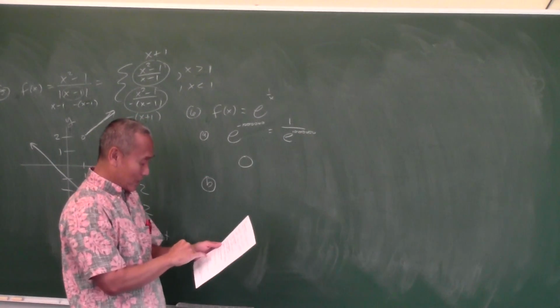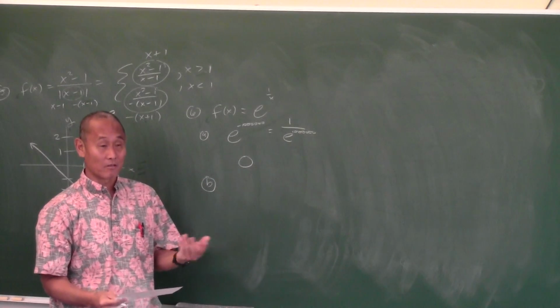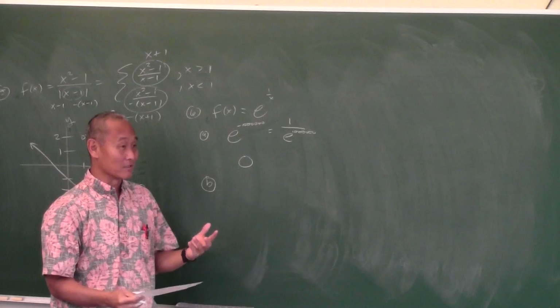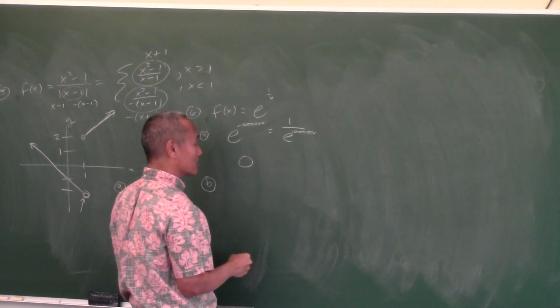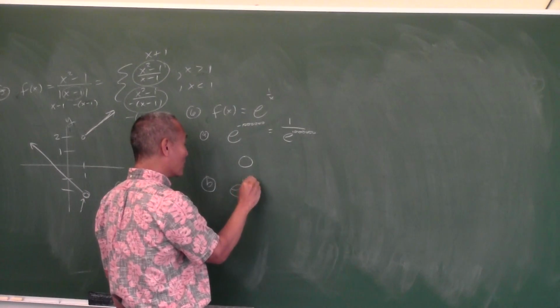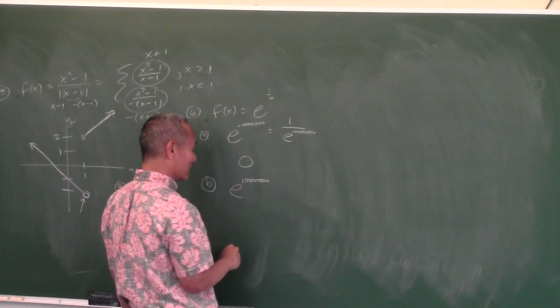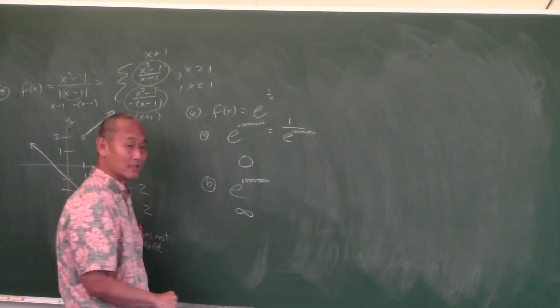Now, what's the limit as x approaches 0 from the right? Well, plug in a number very close to 0 on the right, like positive 0.000001. So what is 1 over 0.000001? It's going to be a really large positive number. What is e to the really large positive number? A really large positive number, so that answers infinity.